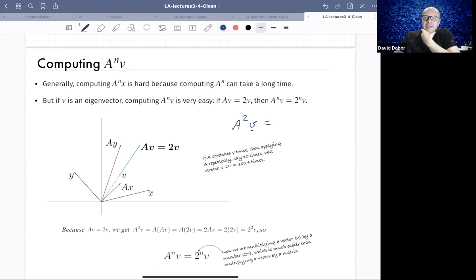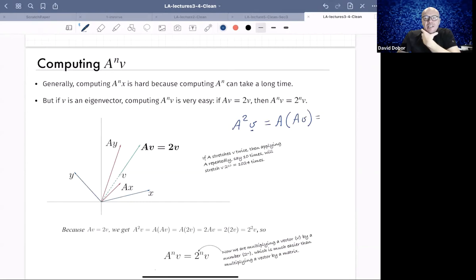So suppose V now is an eigenvector. That means that's one of those vectors that stays put on its own line. So when I say A squared, that means I'm applying A to AV, right? That's what it means. So shorthand A squared is that.